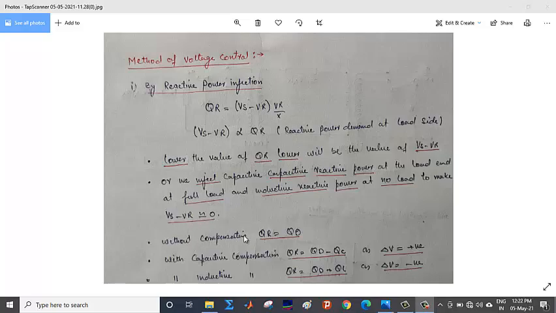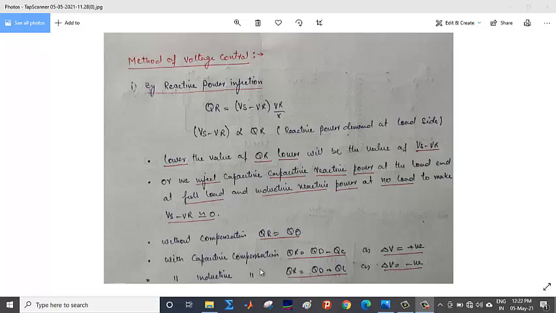So usually without compensation, this QR is equal to QD. Receiving end reactive power will be the same as the total demand. With capacitive compensation, this QR is equal to QD minus QC. In that case, this QD will be positive. This QC has to be negative just to cancel out this or make this very small, and in that case delta V will be positive before using this QC. When this QC is used, we can make this delta V equal to 0 as well.